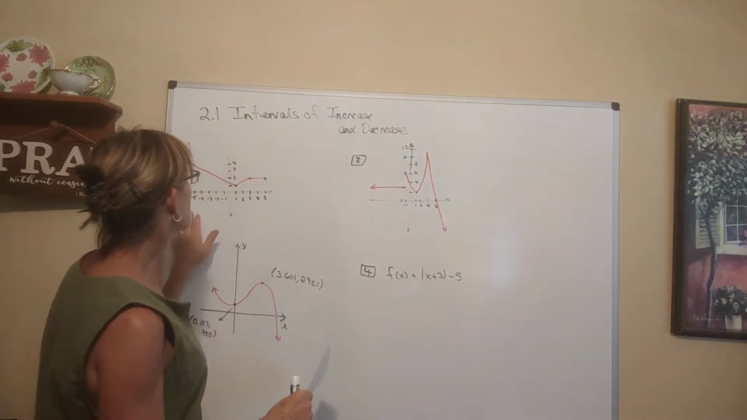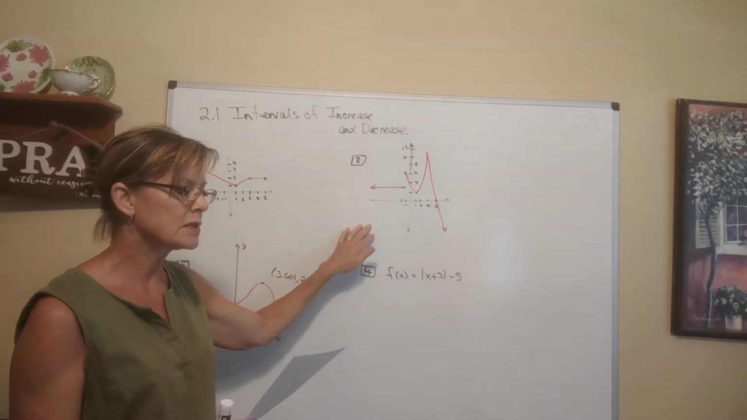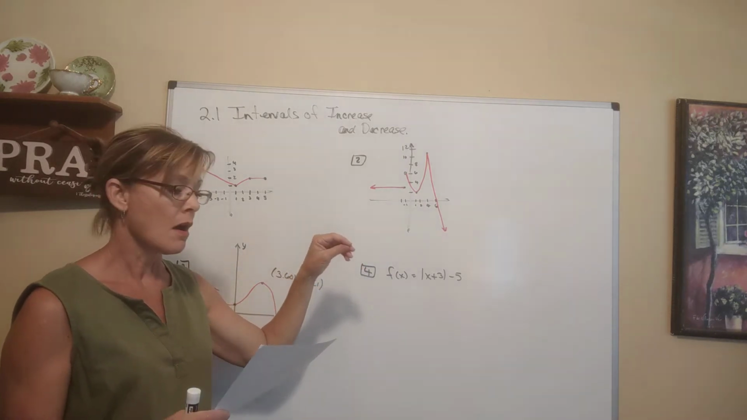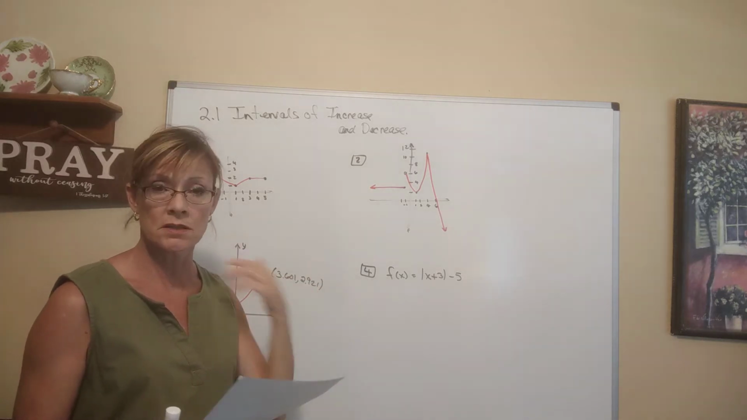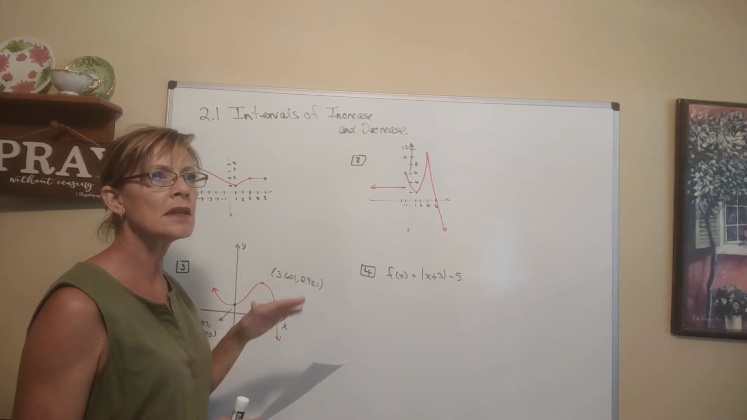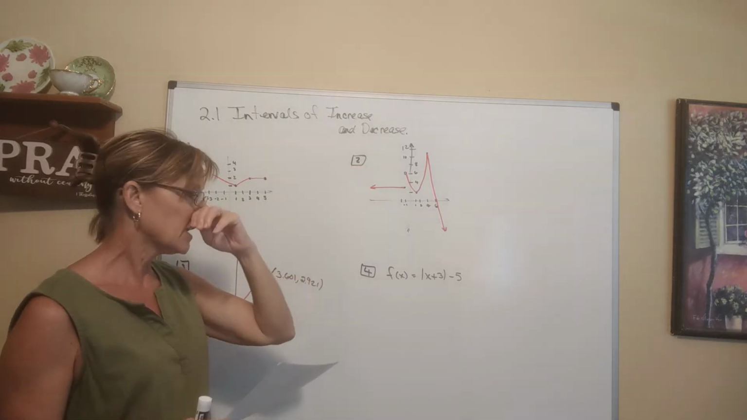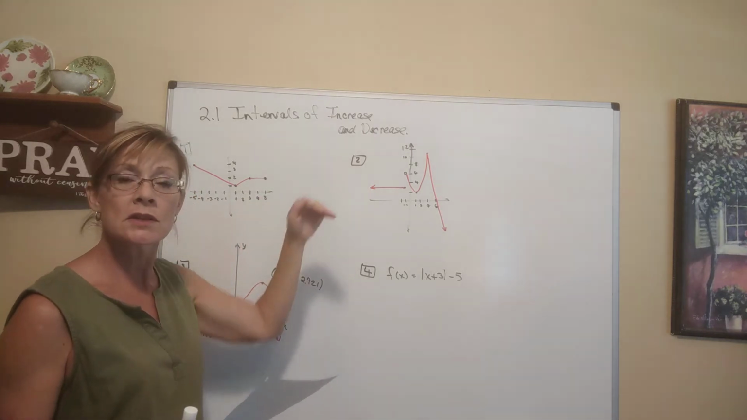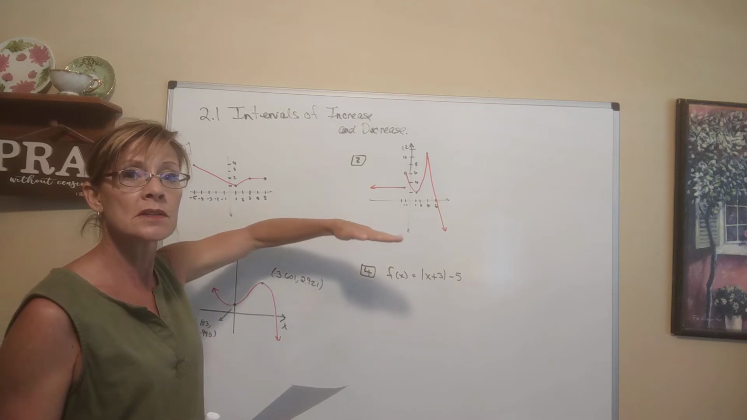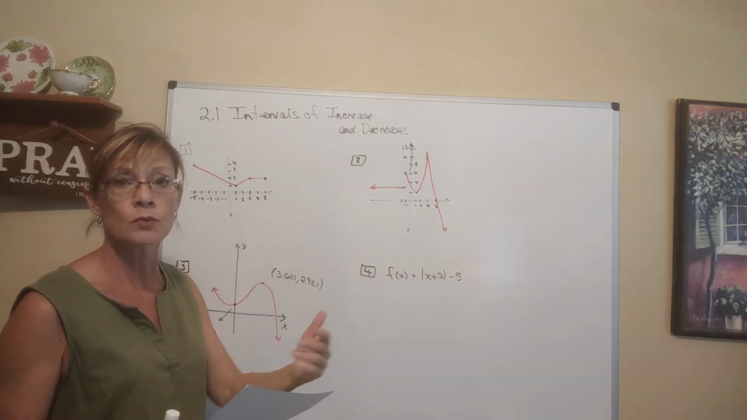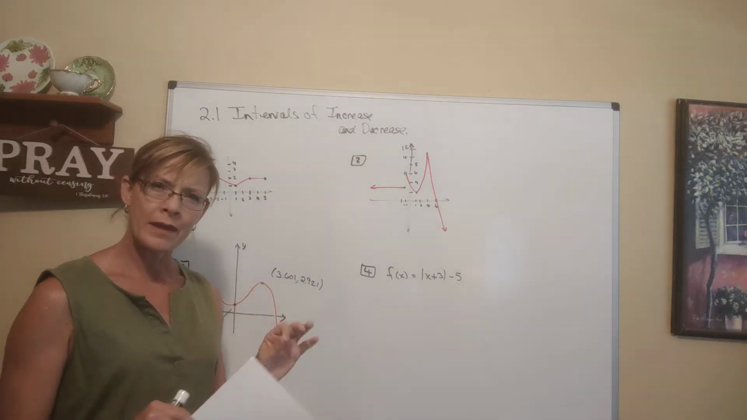So number 1 and number 2 go with the top set of instructions, which says determine the intervals on which the function is increasing, decreasing, or is constant. So increasing simply means where the function is going up. Decreasing simply means where the function is going down. And constant means where it's going the same. You'll see some horizontal part of the function when it's constant. So, how do you answer that?